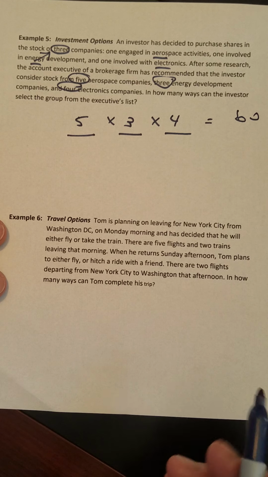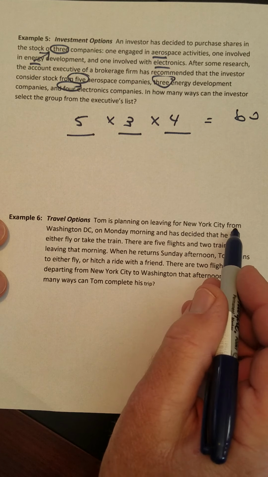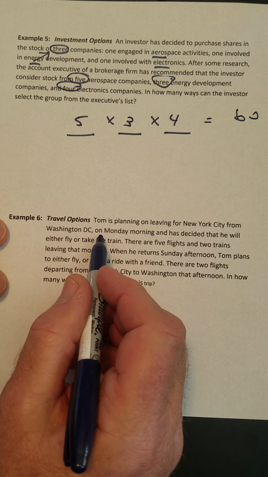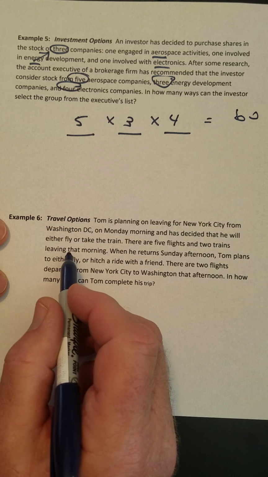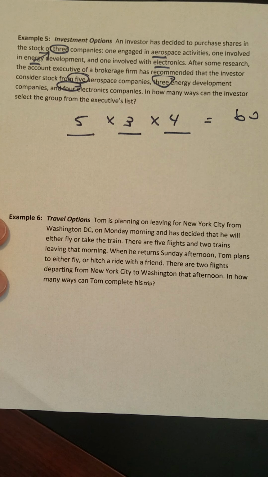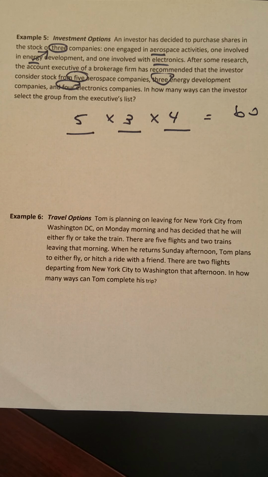Okay, last one. Tom's planning on leaving for New York City from Washington, D.C. on Monday morning and has to decide that he will either fly or take a train. There's 5 flights and 2 trains leaving that morning. When he returns Sunday afternoon, Tom will either fly or hitch a ride with a friend. There's 2 flights. And of course, he's got coming home with a friend.